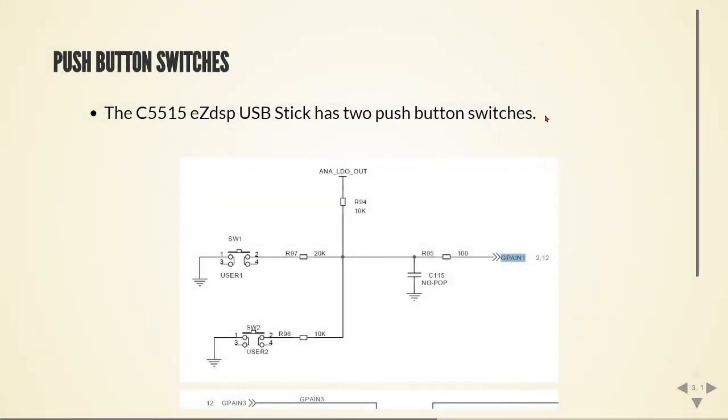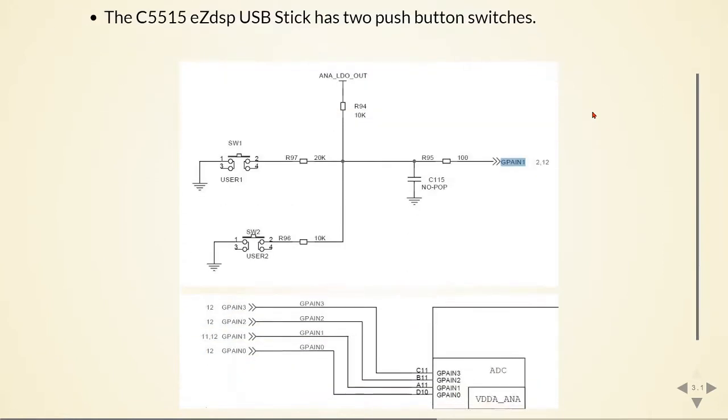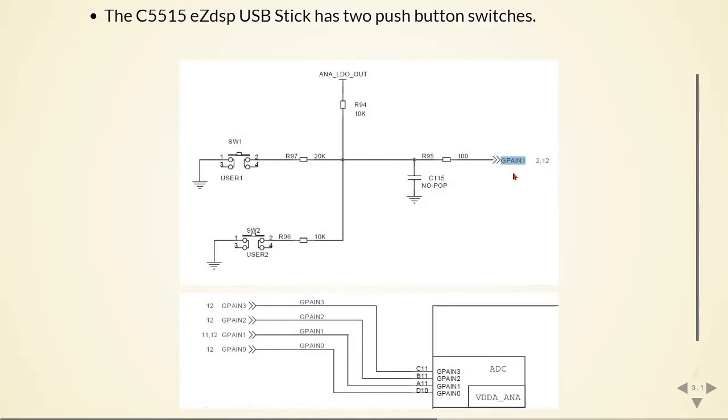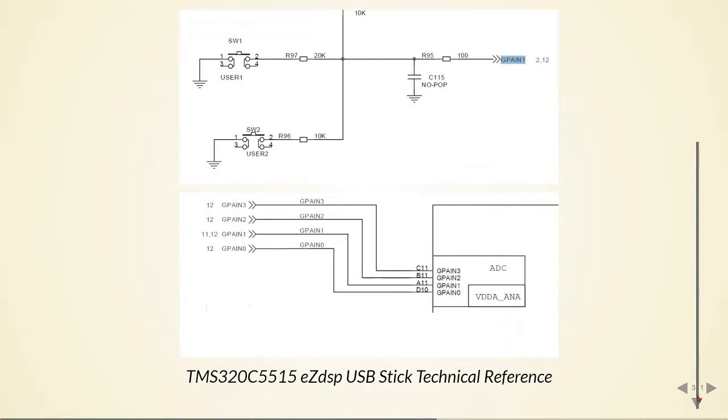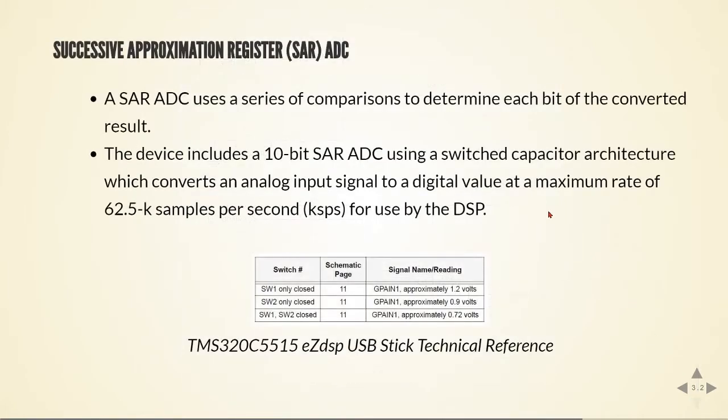The C5515EZ DSP USB stick has two push button switches. They are connected to a port called GPAN1, and here is the circuit describing how these push button switches are connected. They are not connected to a GPIO, but to a successive approximation analog to digital converter. This is a kind of ADC that uses a series of comparisons to determine each bit of the converted result.